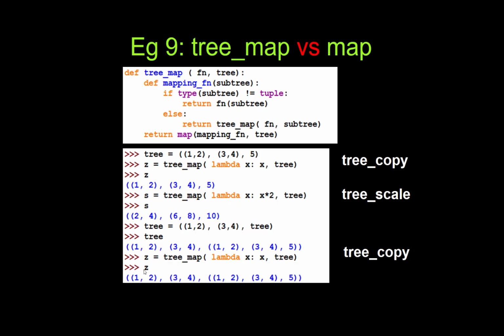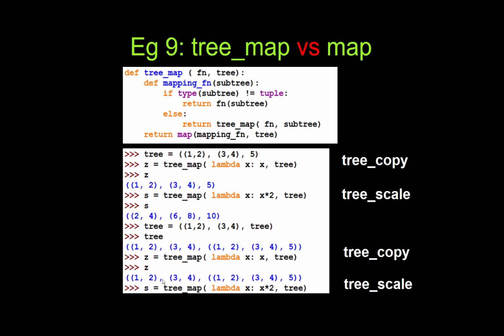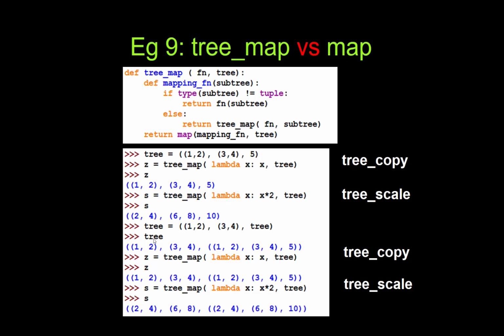When you check z, you get the same as the tree. If you do s equal to tree map lambda x, x times 2, this is again a scaling by a factor of 2 on the tree. S is indeed the 3 times 2 for each node. So 1 becomes 2, 2 becomes 4, and so on. Map reminds us of accumulate and filter.